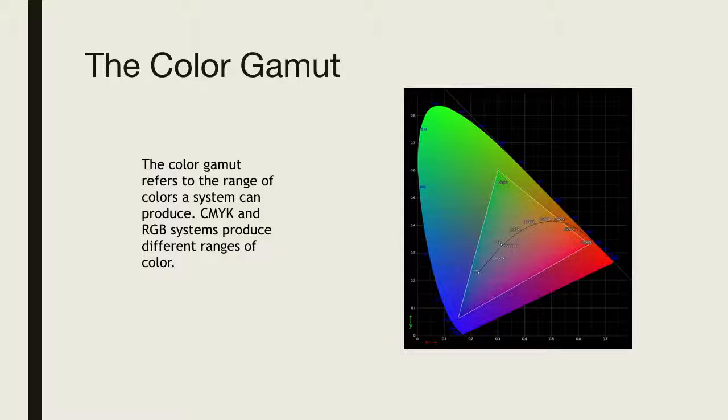The color gamut is the range of colors that a system can produce. So if you're looking at Photoshop or some of these other programs, they use either CMYK or RGB to give you the full range of colors that are available for you. So that, in a nutshell, is color theory.